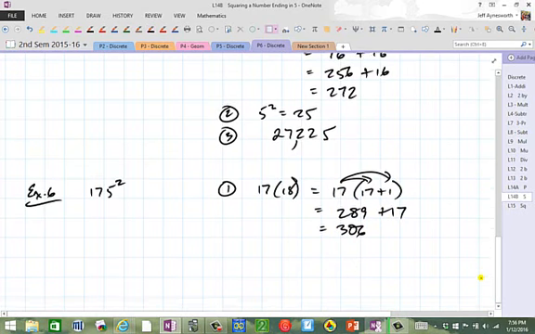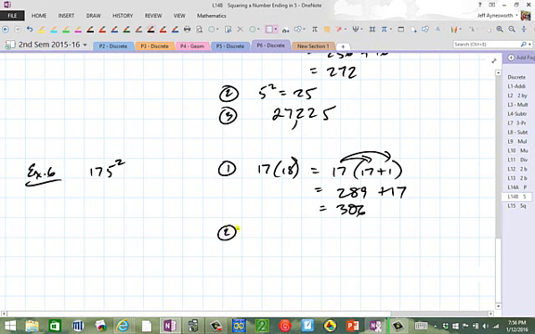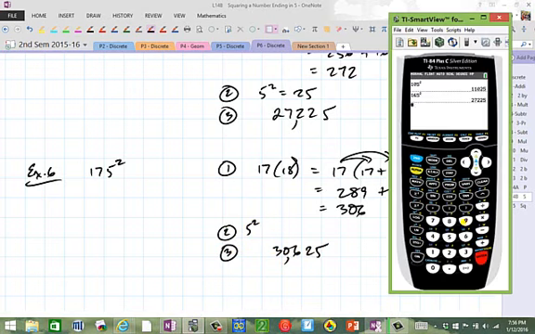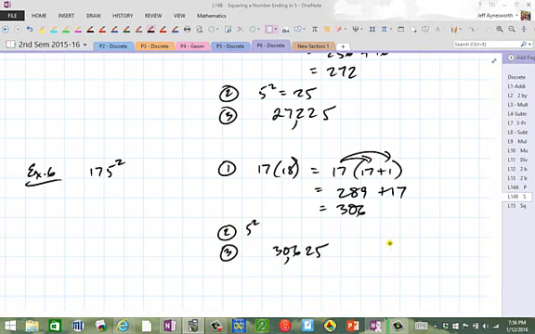Why? Because that's what the step is. Step 2 is always square 5. Step 3 is compose the two, so it's 306, ending with a 25 all the time, and you get 30,625. All right, and let's check it. Let's take 175, and let's square this bad boy, and check it, 30,625. See, I can do all that in my head.